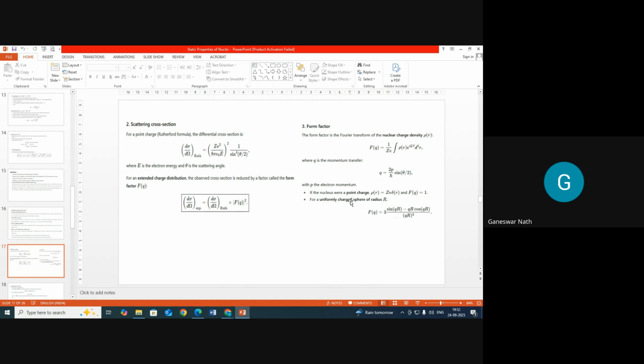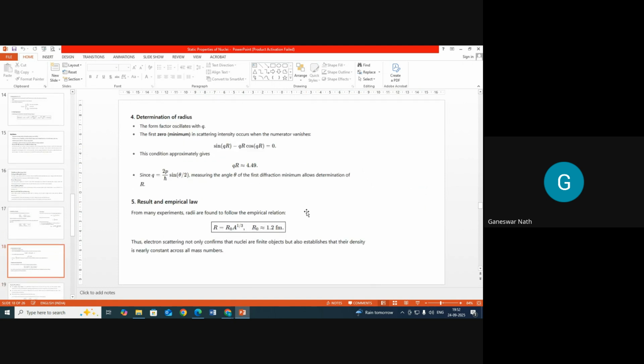If the nucleus were a point charge, then F(q) is equal to 1, meaning the form factor is equal to 1. For a uniformly charged sphere of radius R, we can write F(q) as this expression here. The derivation is not kept, you only need to remember it. So these are the factors by which we can determine the size of the nucleus from the scattering formula.